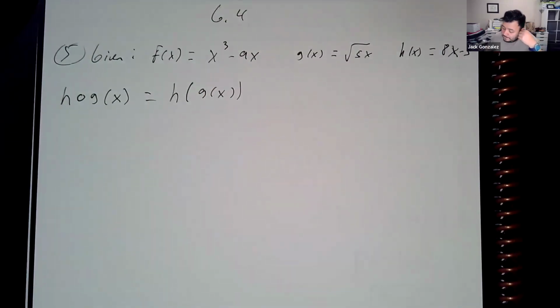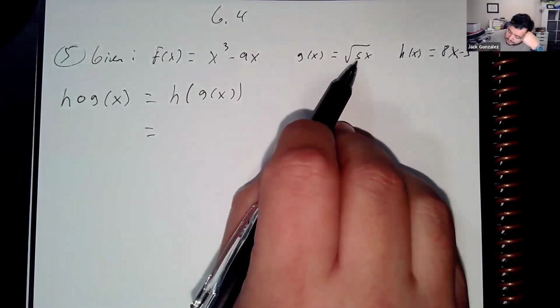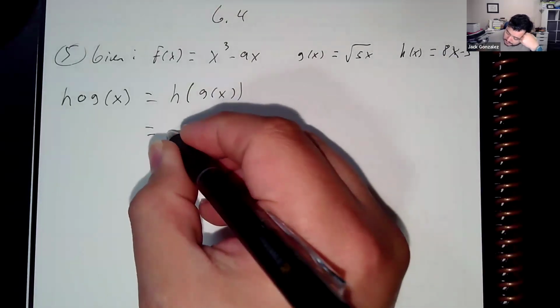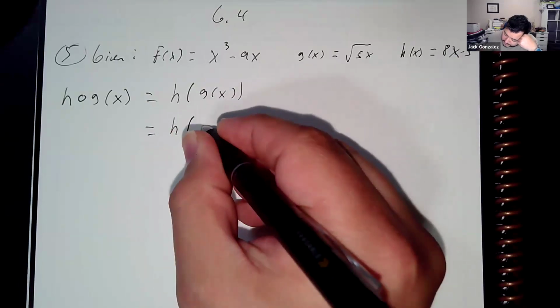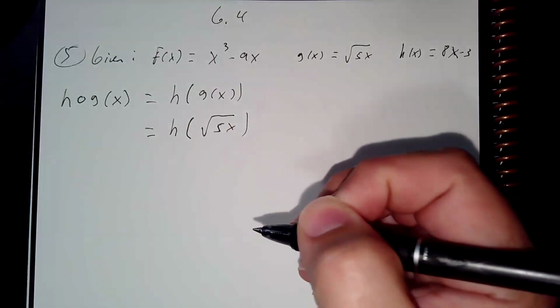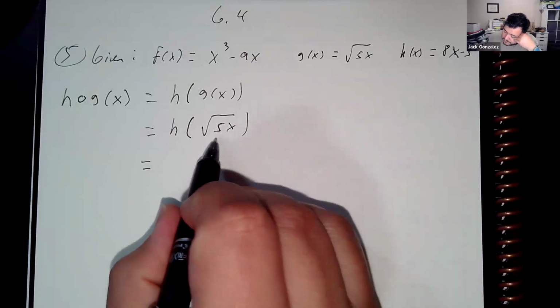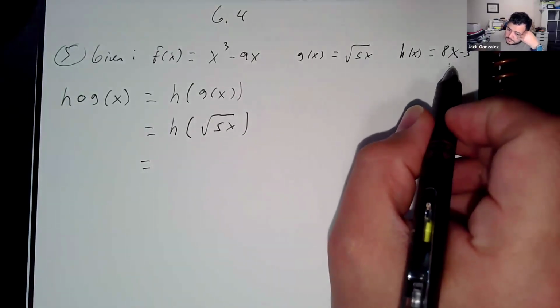Okay. What is h? H is the square root thing. Oh, I'm sorry. 8x minus 3. There it is. So this would be the same as saying plug in square root of 5x. Okay, so 5x is going to go here. Y'all see what I'm saying?